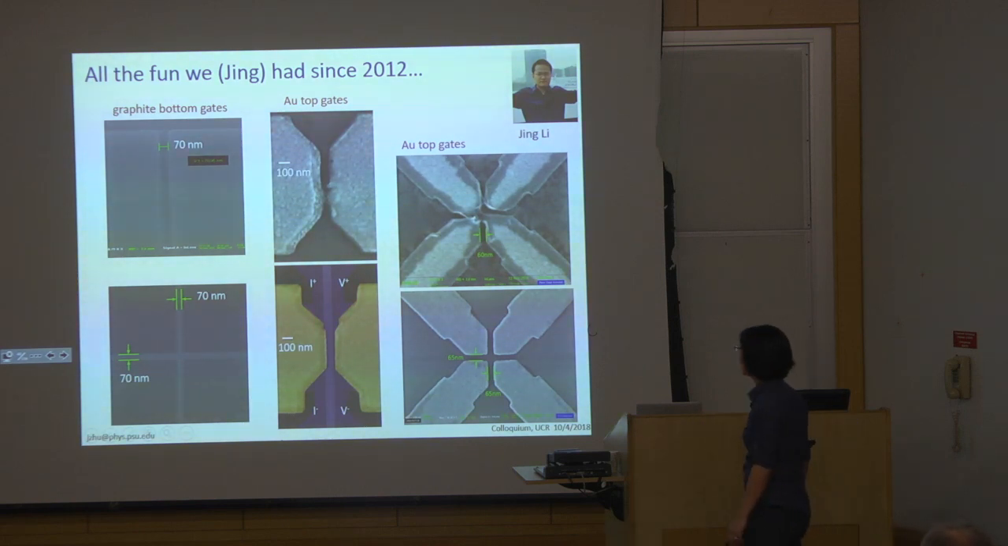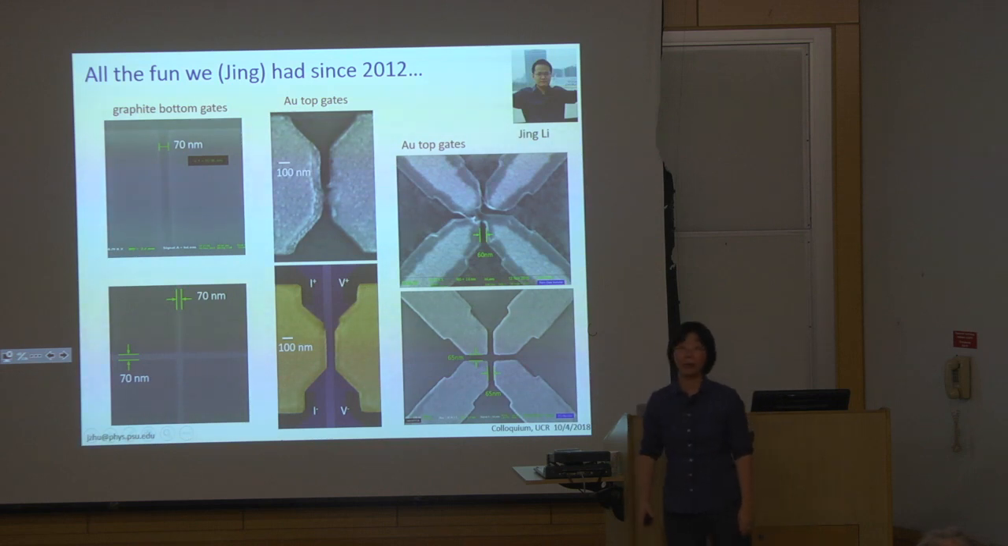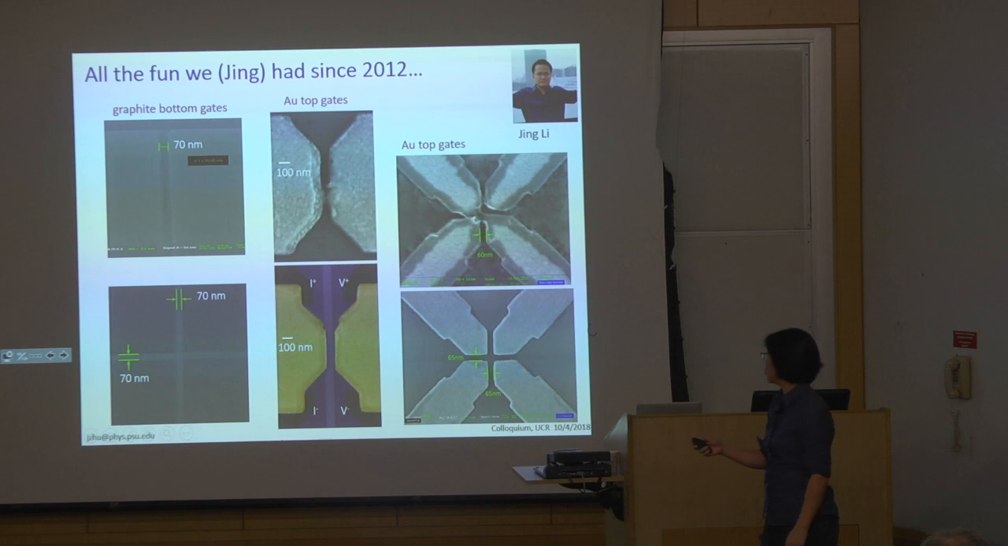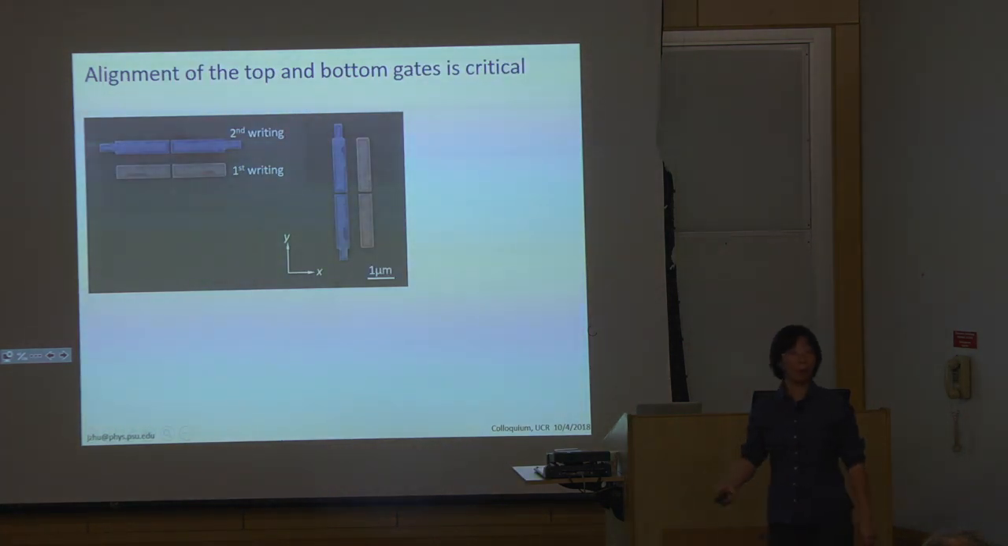What is critical in our device is to line up the top split and bottom split, because we only have a 70 nanometer channel. If you do e-beam, you know that it's not easy to do that if you take the sample in and out and do things in between. So Jun figured out a way of doing that.